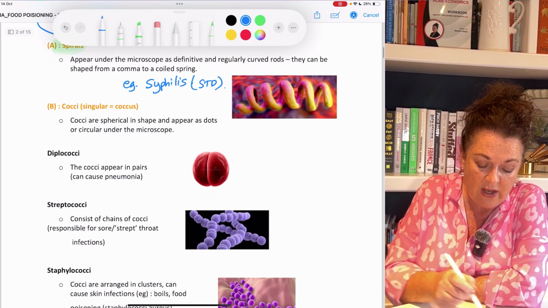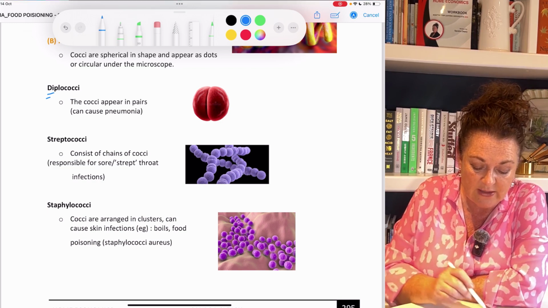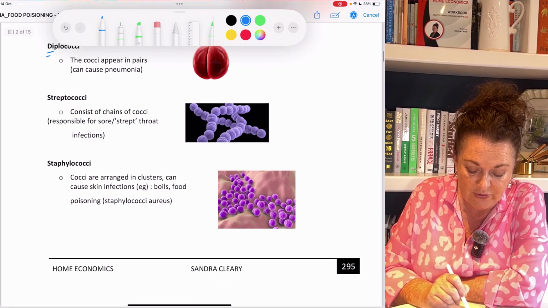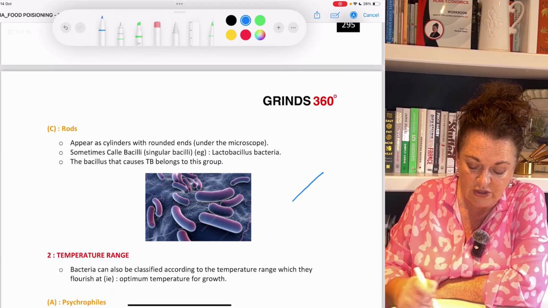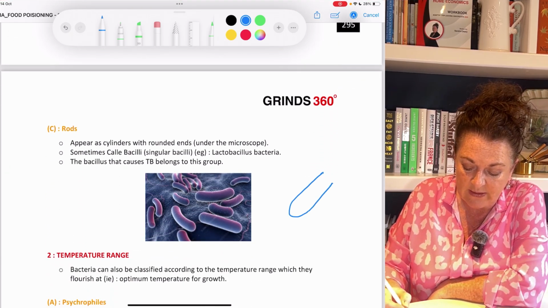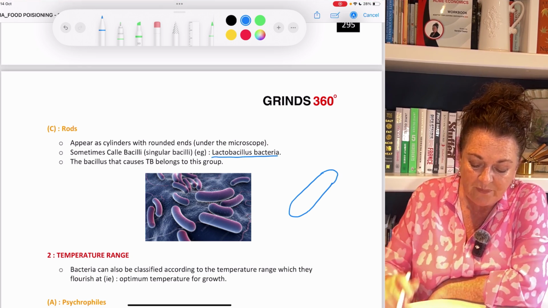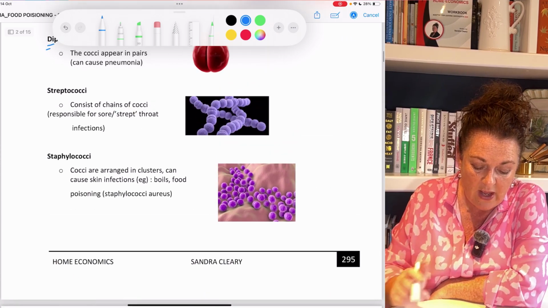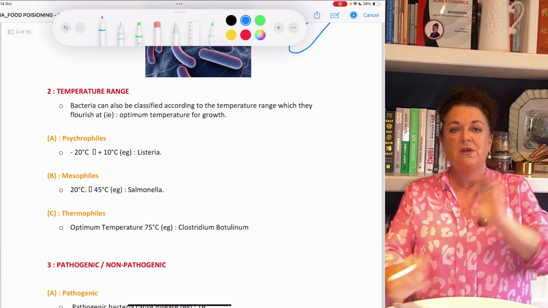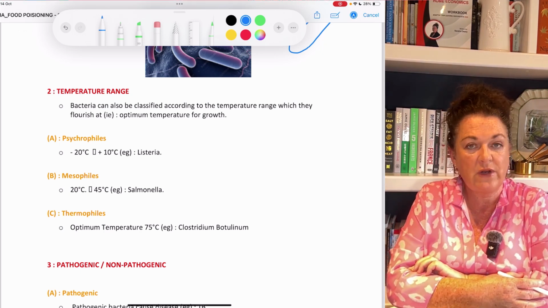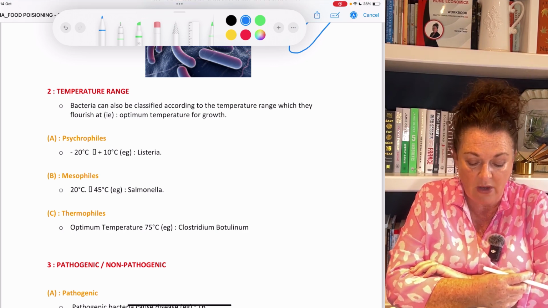The cocci, then we have our diplococci, 2 together, streptococci, which are chains, and then our staphylococci in clusters like bunches of grapes. Then we have our rods, which have their definite shape, straight sides and curved at either end. And we said lactobacillus bacteria would be one there. And we gave examples of the cocci also. Now, that is the most common way of classifying bacteria: rods, spirals, and cocci.